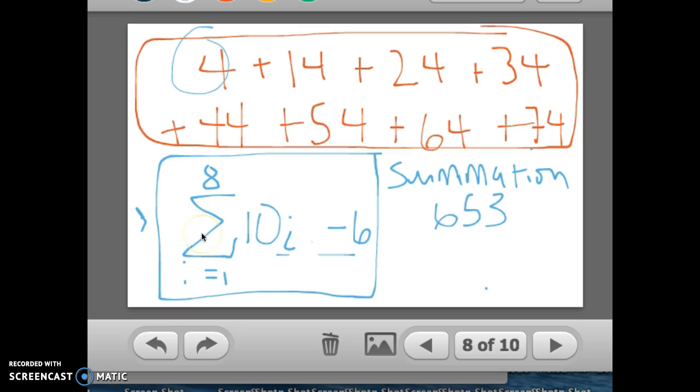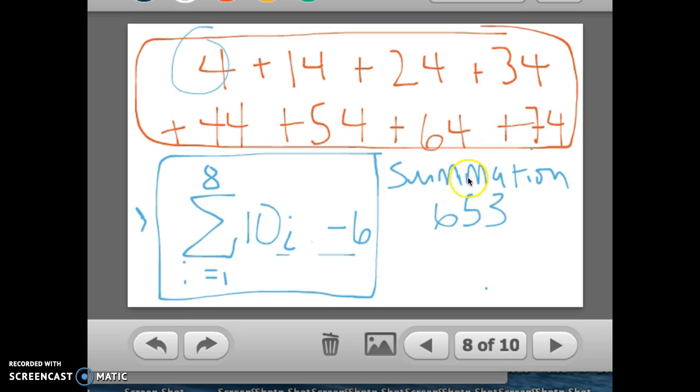Now we call i the index of summation. We call 1 the lower limit of summation. And we call 8 the upper limit of summation. And we read this whole thing as the sum from i equals 1 to 8 of 10i minus 6. This is also called sigma notation because of that Greek letter sigma. And sometimes you'll have a sideways 8 here to indicate that you're trying to find an infinite sum. That would be an infinite series. But this is a finite series, so it's a little easier. It just ends right here. So that's what summation notation is.